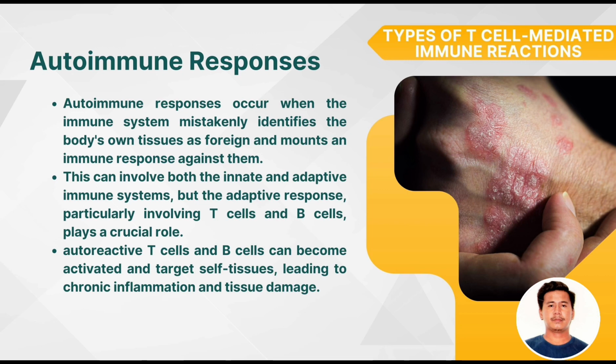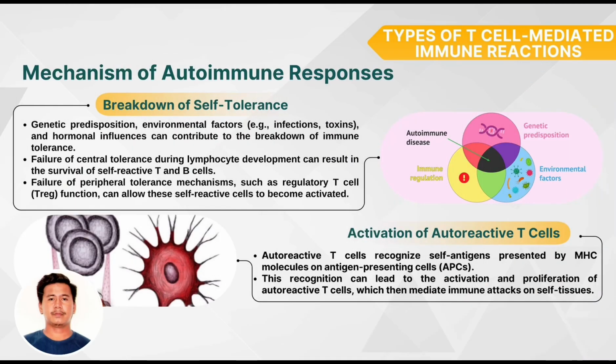Now autoreactive T cells and B cells can become activated and target self tissues, leading to chronic inflammation and tissue damage. So for the mechanism of autoimmune responses, we have this breakdown of self tolerance.